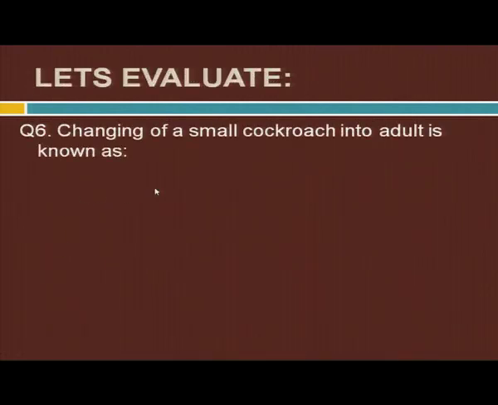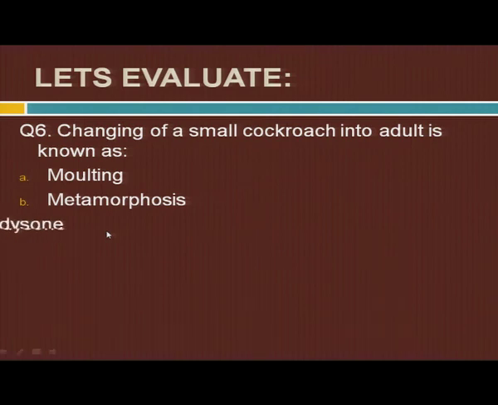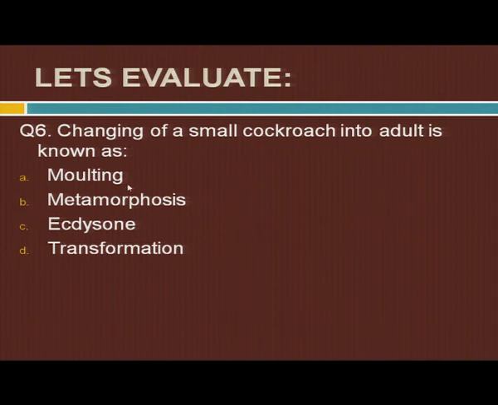Next question. Changing of a small cockroach into adults is known as A, molting, B, metamorphosis, C, ecdysone, and D, transformation. So, here are some similar terminologies. Molting, we have learnt that the small cockroaches molt about 13 times to reach the adult stage. Metamorphosis is any transformation from the young stage to the adult stage, but it is paurometabolous in the case of cockroaches. Paurometabolous is signified by the presence of a nymphal stage. Ecdysone is the hormone which is responsible for molting, and transformation is a general term. So, the correct answer here will be A, molting.